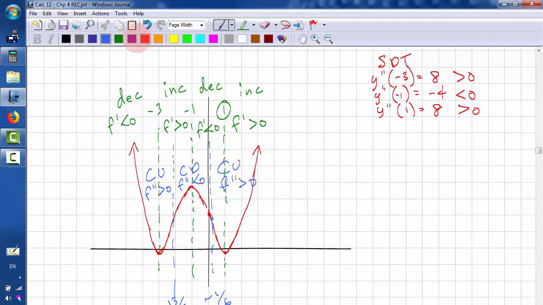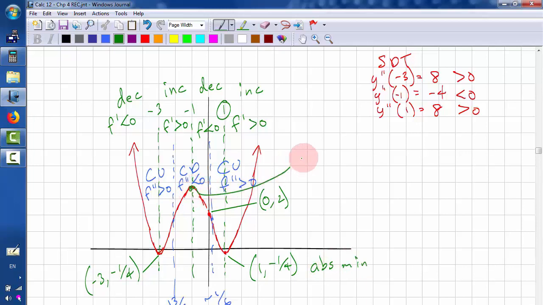And we should label our points as much as we can. 0, 2, 1, and negative 1/4. Negative 3 and negative 1/4. These are absolute min. And here is our local max. And that's negative 1 and 15 over 4.